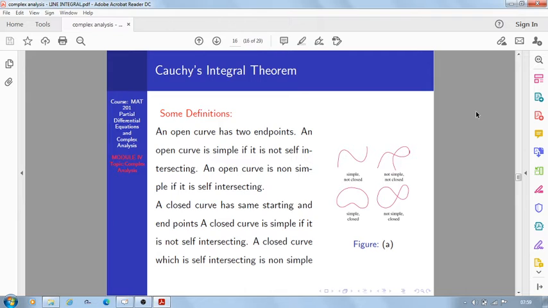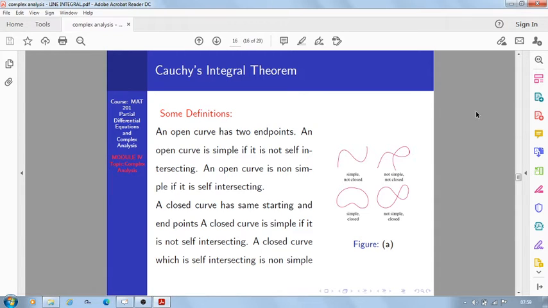In last class, we have seen line integral of a complex function. By line integral, we mean the integral along a curve, and we have seen two different types of line integral. That is, we have seen the integral of an analytic function and integral of non-analytic functions. For an analytic function, we have seen the integral will depend only on the endpoints.